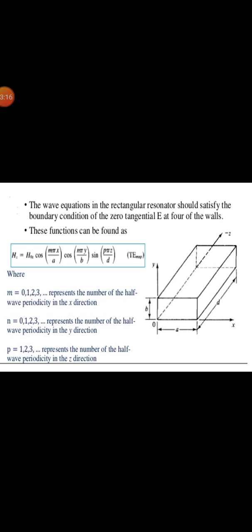The wave equations in the rectangular resonator should satisfy the boundary conditions of zero tangential E at the walls. These functions can be found as Hz equal to H_mnp into cos(mπx/a) into cos(nπy/b) into sin(pπz/d). Here m equal to 0, 1, 2, 3 and so on represents the number of half-wave periodicities in the x direction, n represents the number of half-wave periodicities in the y direction, and p represents the number of half-wave periodicities in the z direction.